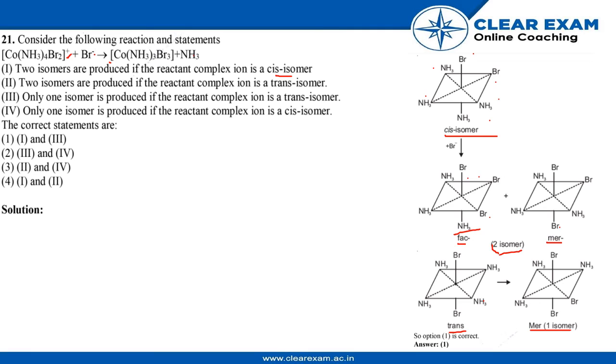So we will go with answer number 1. Two isomers are produced if the reactant complex ion is the cis isomer. So we see that we had a cis isomer, therefore we have two isomers.